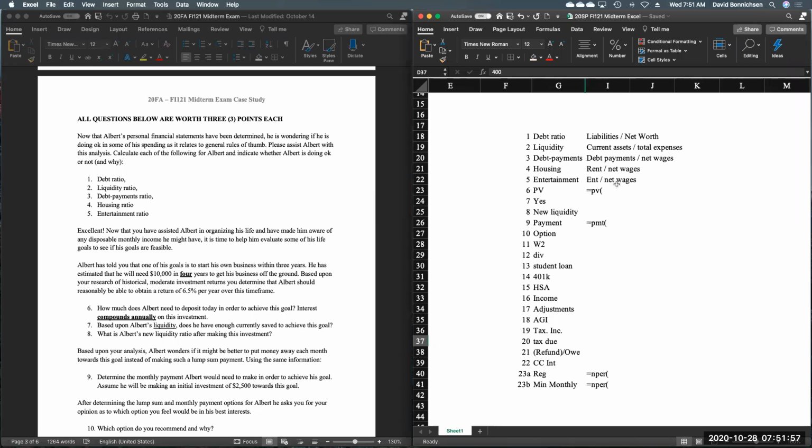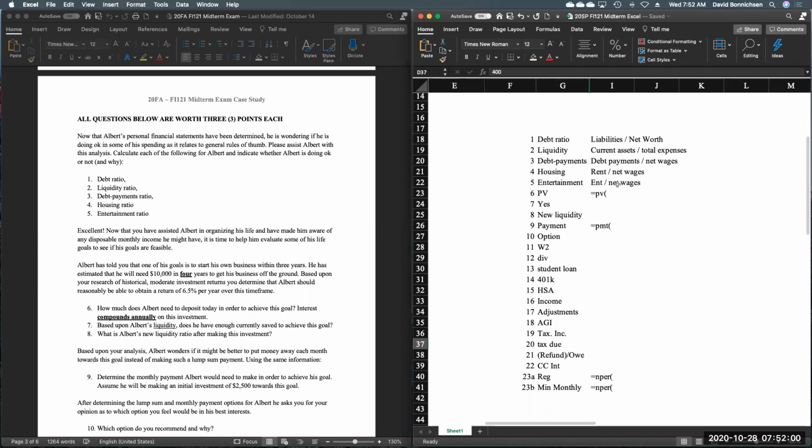Your housing ratio. Again, most all of you were able to do the math, right? You took the rent and you divided it by gross wages and you came up with a housing ratio that was based upon gross wages, okay? And it has caused me to rethink the wording on some of these questions within the exam for next semester, just to be a little clearer with everybody that we're dealing with net wages instead of gross wages, okay?